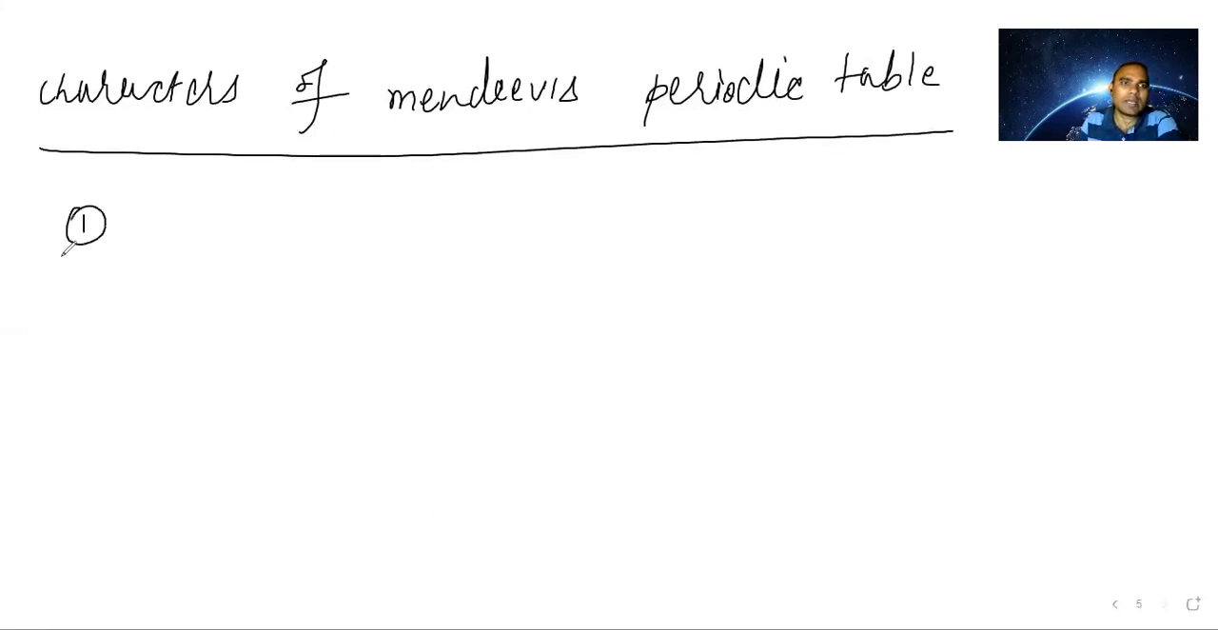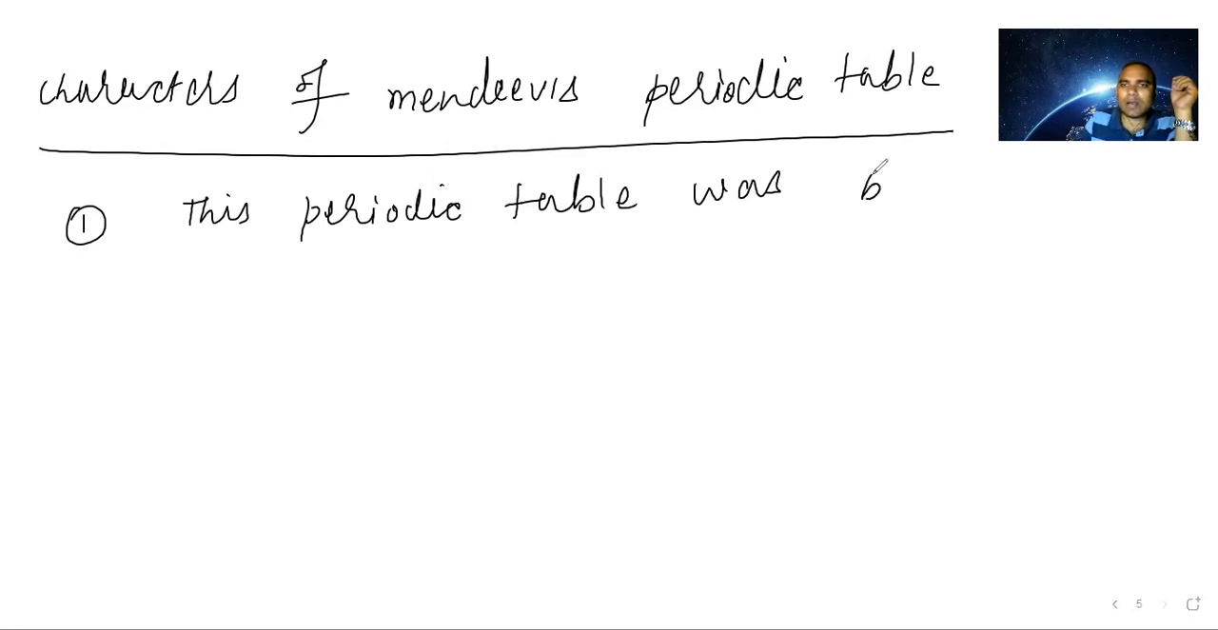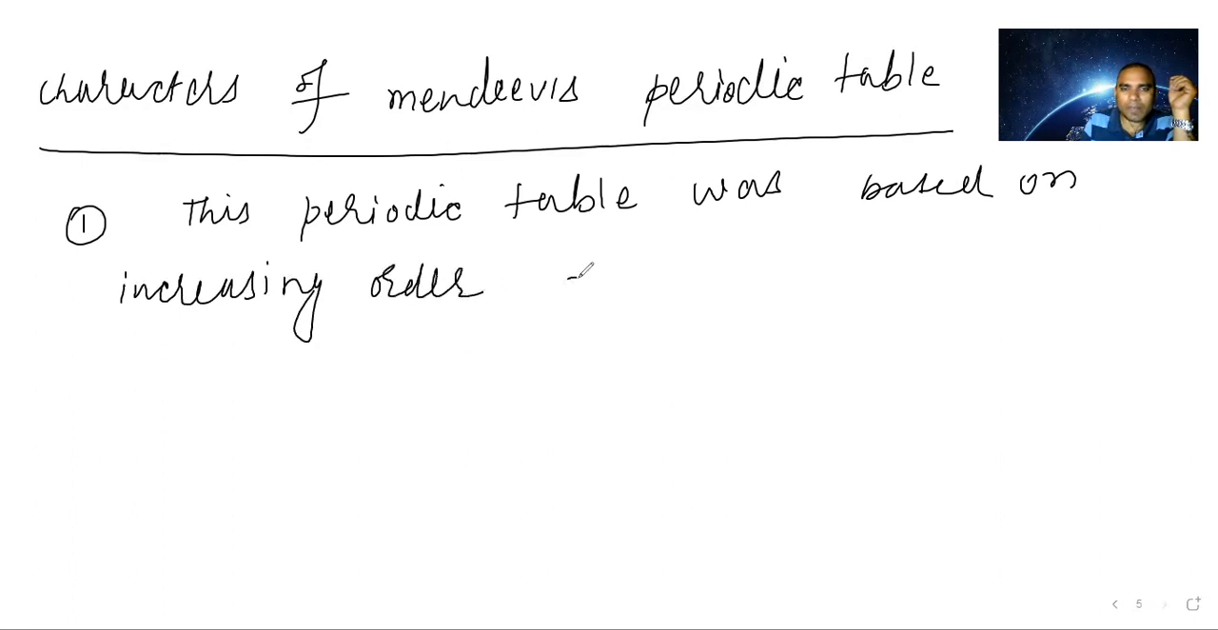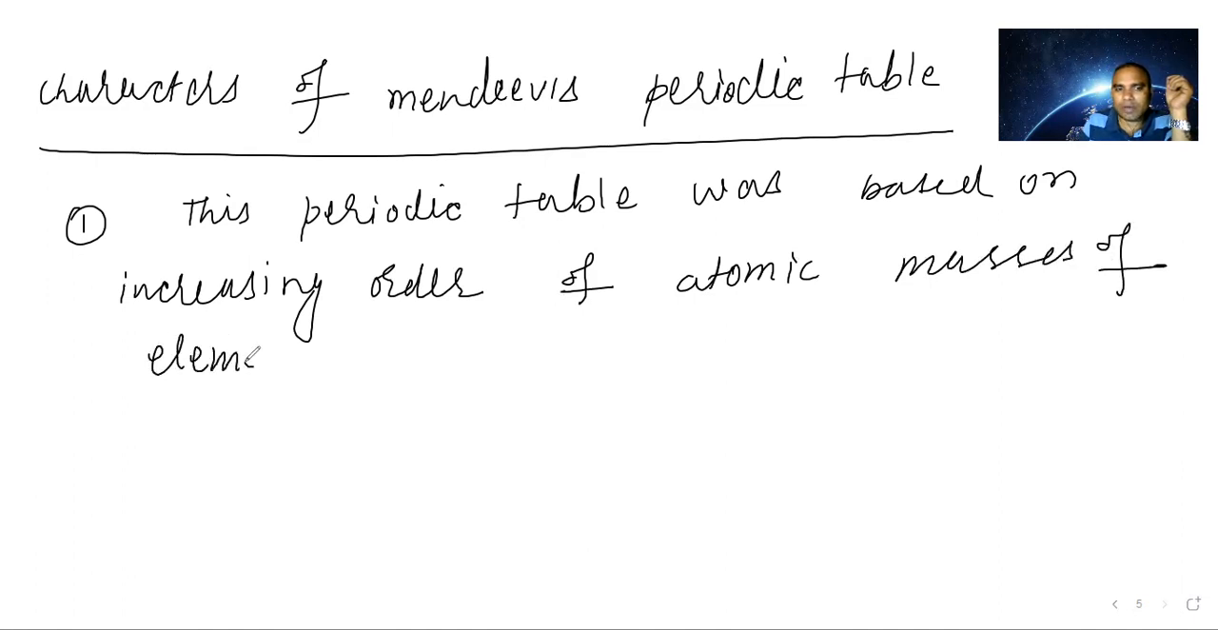First, if you talk about the first character, this periodic table was based on increasing order of atomic masses of elements. This is the first point.